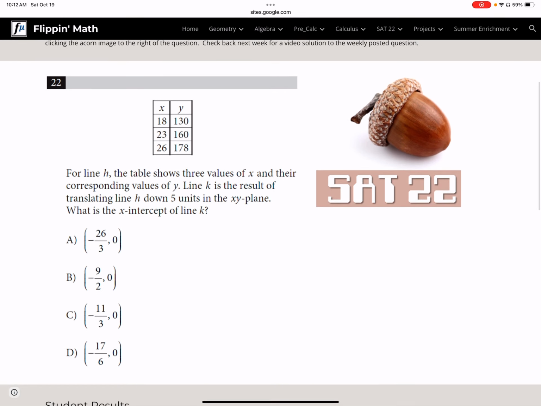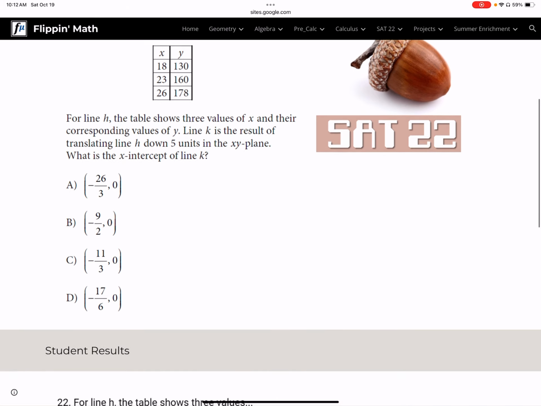For line H, the table shows 3 values of x and their corresponding values of y. Line K is the result of translating H down 5 units in the xy plane. What is the x-intercept of line K? And our traditional 4 answer choices here.